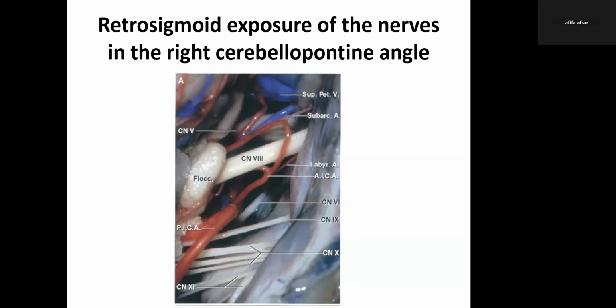There is a branch of the ICA, the labyrinthine artery, that travels over the surface of the 8th nerve complex. Also, we can appreciate cranial nerve 5, which is present higher up in the complex, and a bunch of superior petrosal veins, usually present at the root entry zone of the trigeminal nerve, from where it arises from the brainstem.